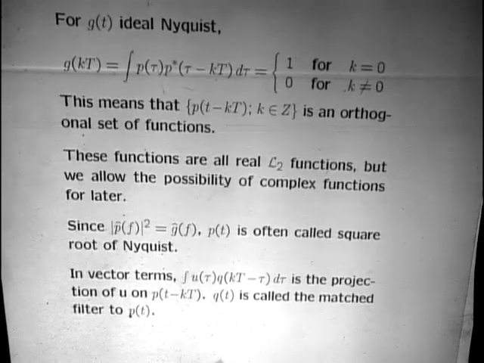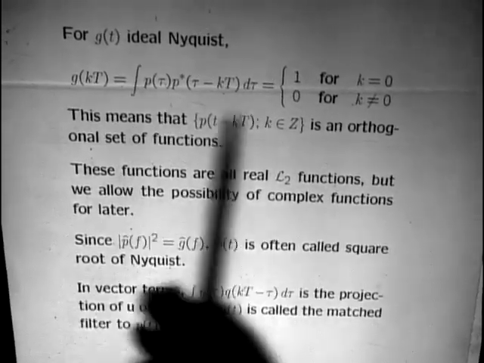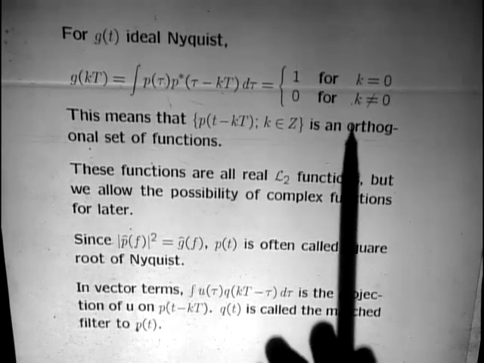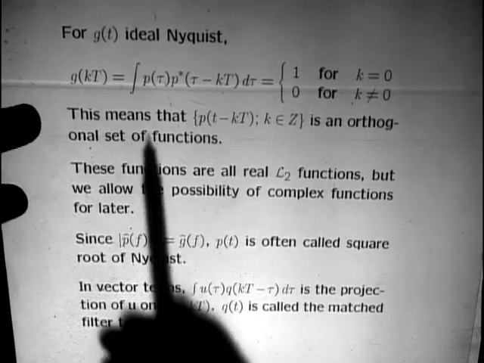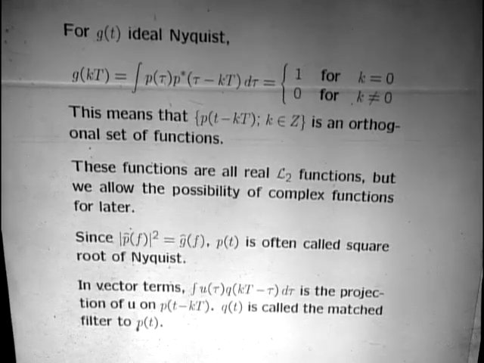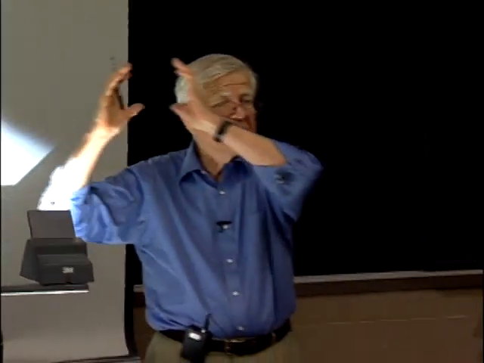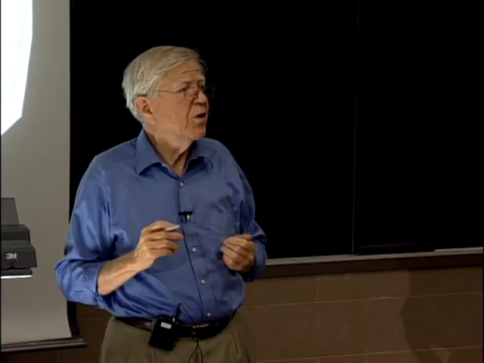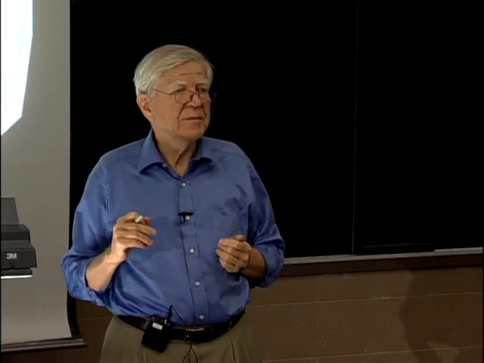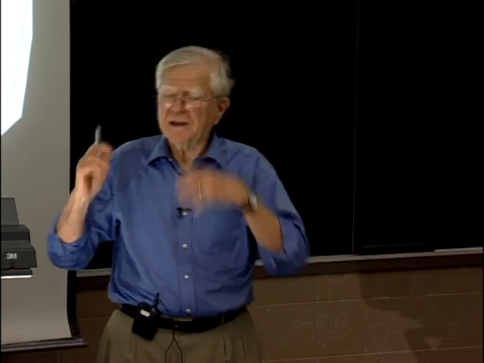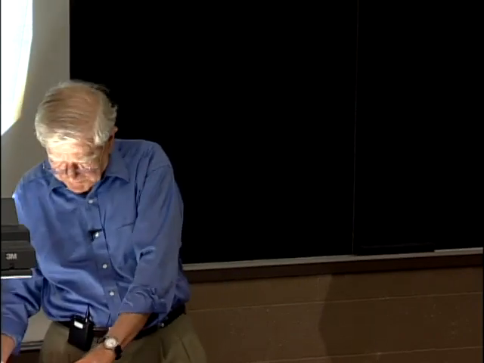What does that mean? You look at this. That kind of looks like these orthogonality conditions that we've been dealing with, doesn't it? So what it says is that this set of functions, p of t minus kt, in other words, the pulse p of t and all of its shifts by t, 2t, 3t, and everything else, this set of pulses all have to be orthogonal to each other. And the thing which is a little screwed up in the notes is whether these are orthogonal or orthonormal or what, and you need to make a few changes to make all of that right.